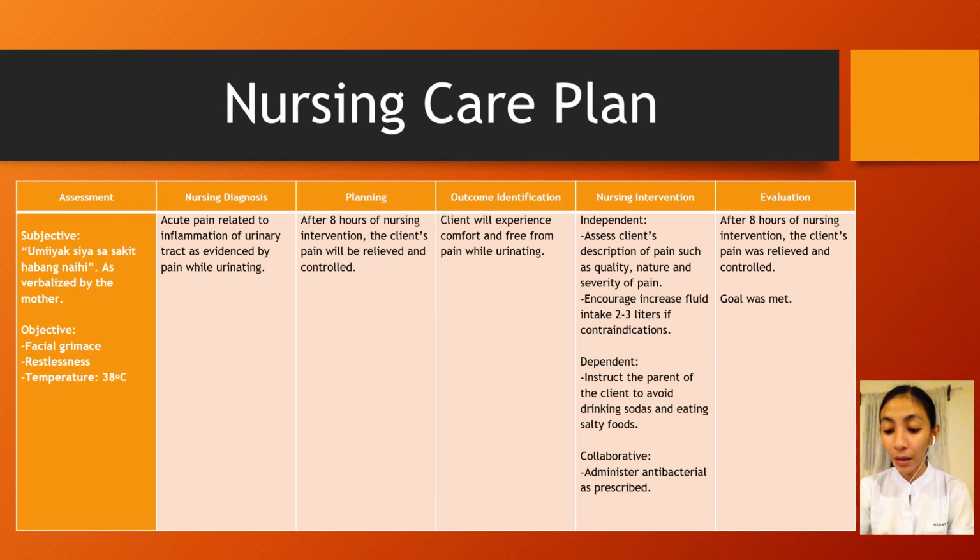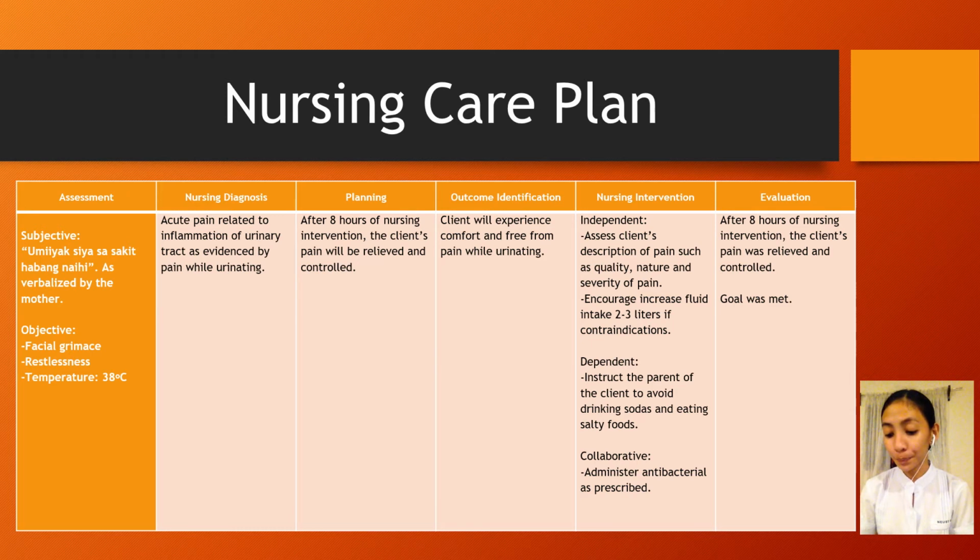Next is dependent. Instruct the parent of the client to avoid drinking sodas and eating salty foods. And these habits can also lead to bacterial growth and UTI. And specifically, we need to avoid the 4Cs: caffeine, chocolate, citrus, or carbonation, because carbonated or caffeinated sodas are the culprits when it comes to worsening urinary tract infection.